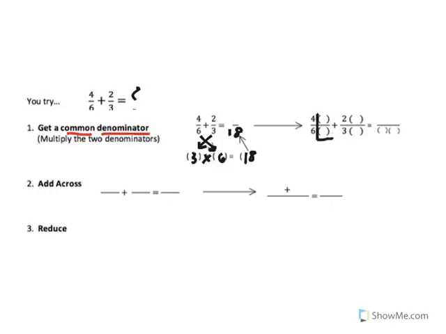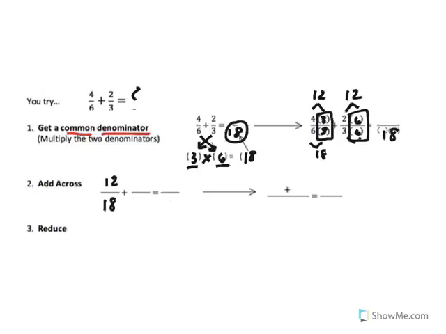I multiply this fraction by the same number on the top and the same number on the bottom. In this fraction, I multiply the same number on the top by the same number on the bottom. Remember, the denominator is 18. The common denominator is 18. I multiply here to get 12. I multiply here to get 12. Now I have this. 12 over 18.